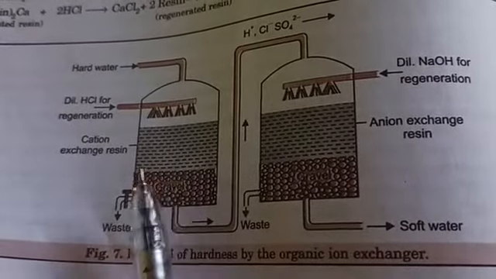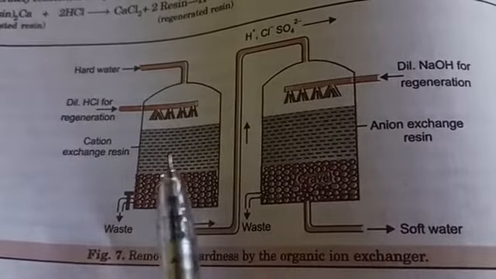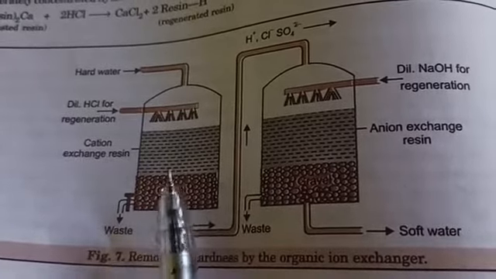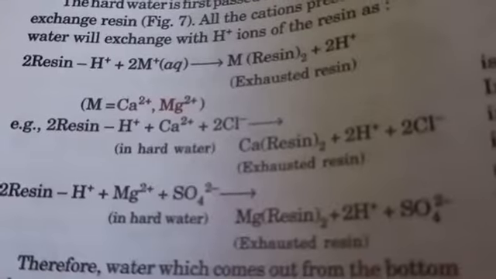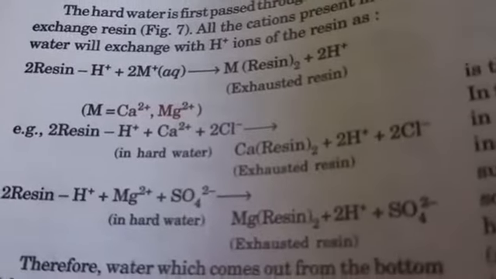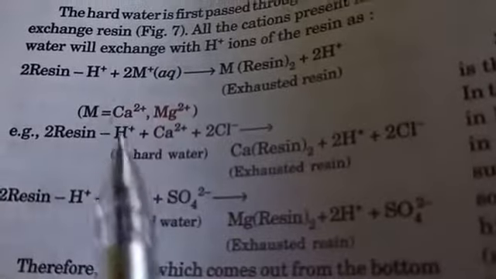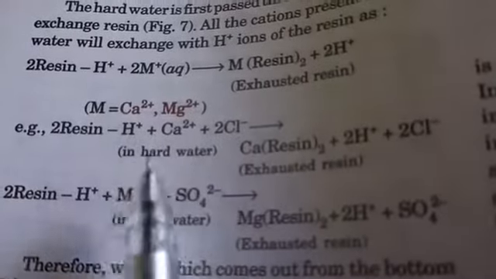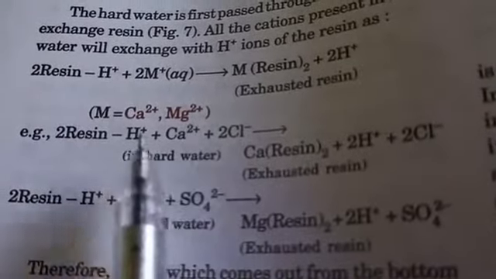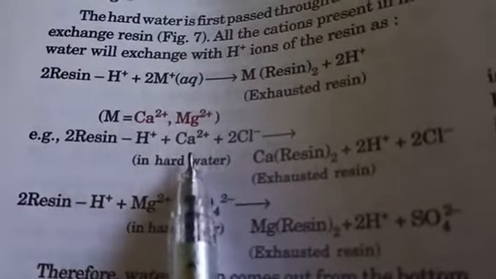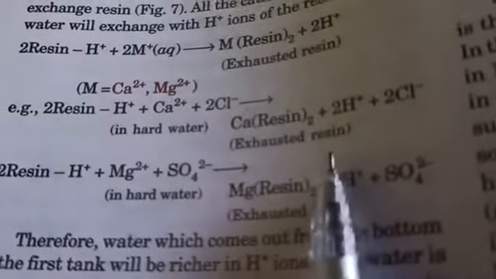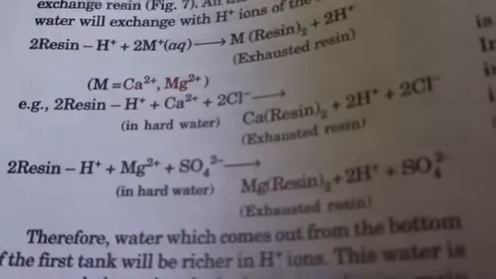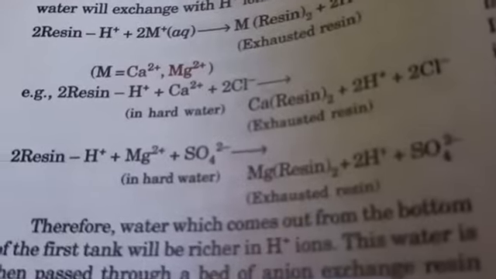As the hard water comes in contact with the resin, calcium and magnesium are exchanged with the hydrogen ions of the resin. In this way, resin and cations, that is calcium and magnesium ions from the hard water, combine and form exhausted resin, or calcium resin or magnesium resin.